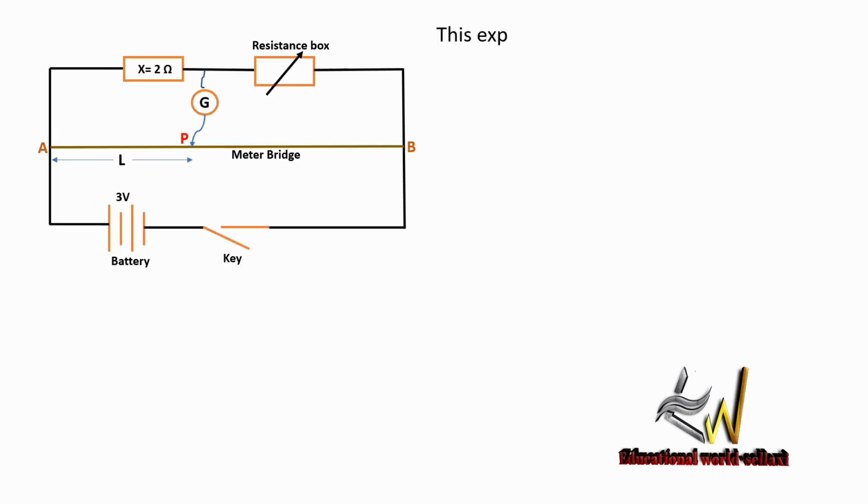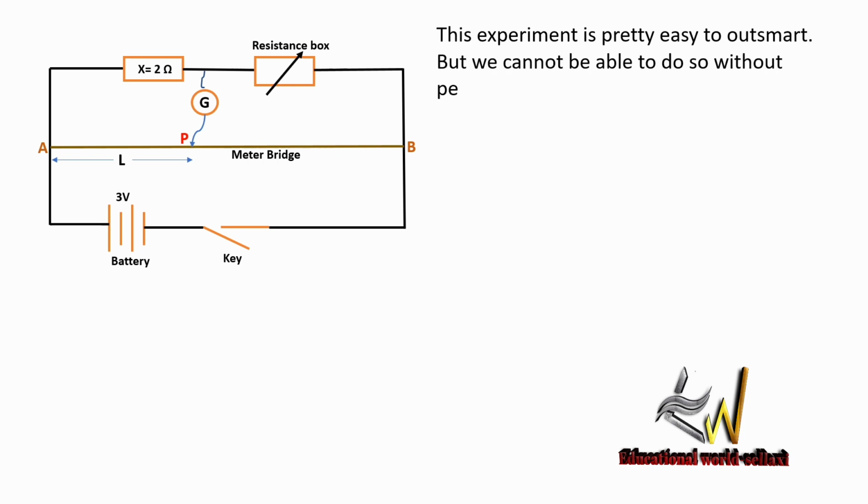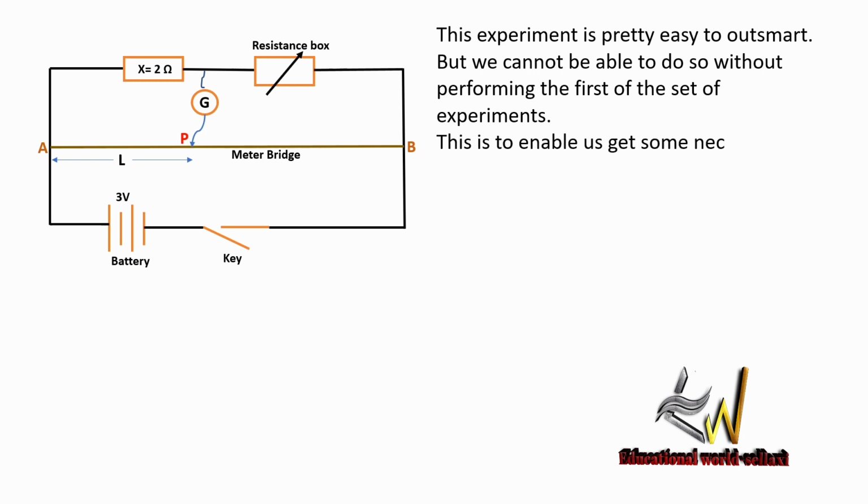Okay, now we are going to begin. So this experiment is pretty easy to outsmart, but we cannot do so without performing the first of the set of experiments. And why do we do that? This is to enable us to get some necessary values that will be helpful for us.